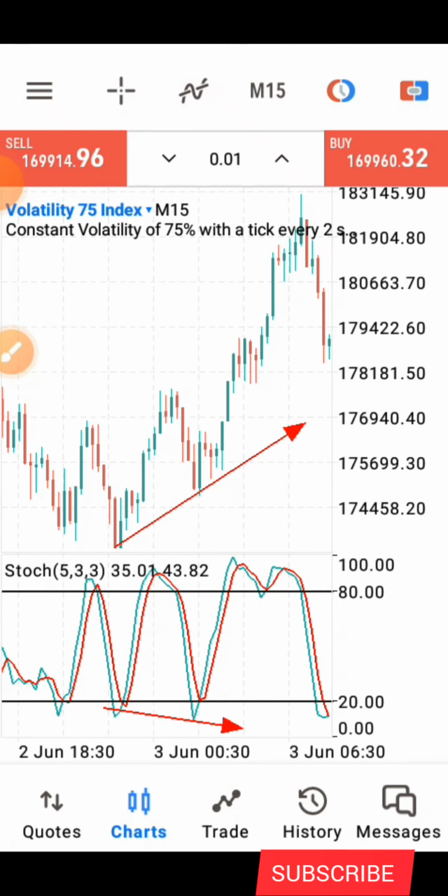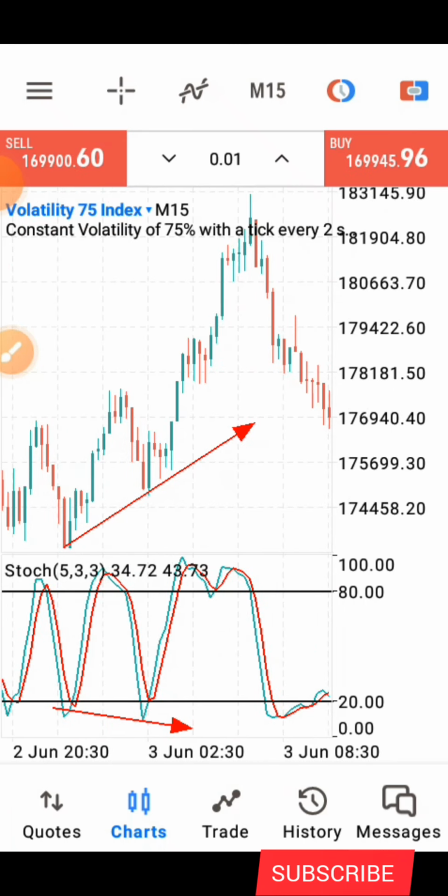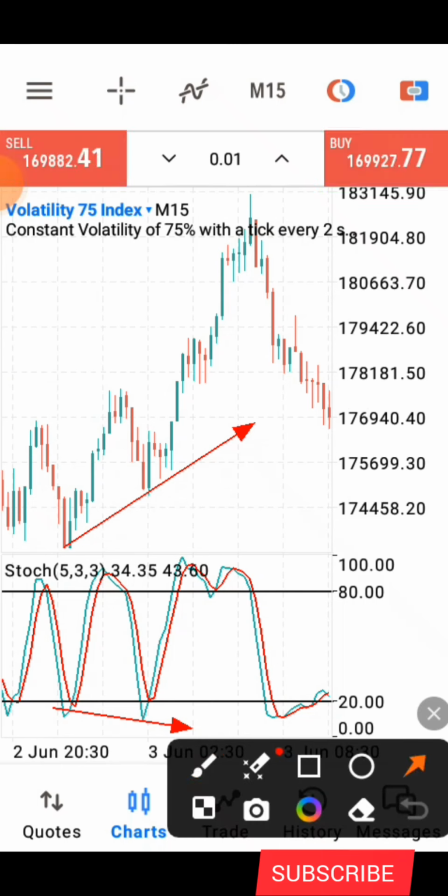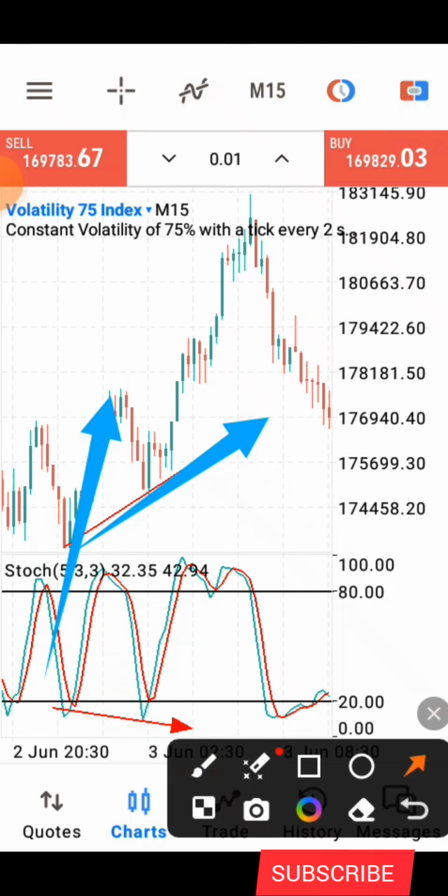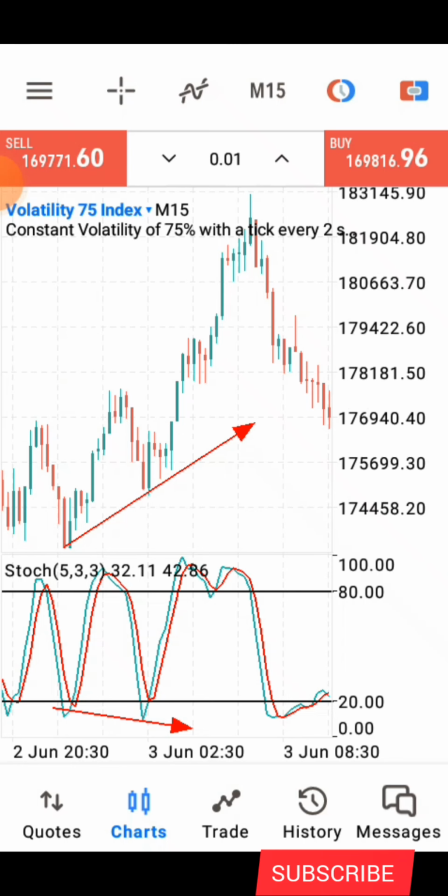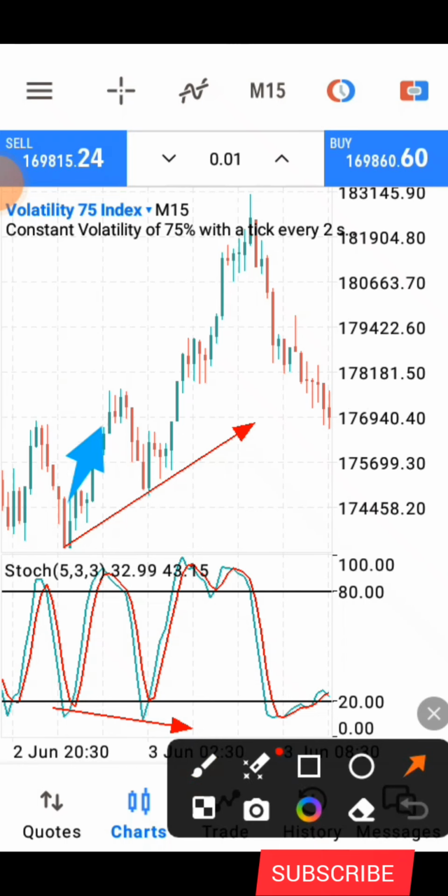Here is another example again. You can see here this one is going up, and here this one is coming down, and it happens at the 20 level, which is the oversold level. So once you see that it came down to this point, and on the indicator window it is at the 20 level, what you should do is look for your buy entry. Either you wait for the green to cross above, or you wait for a candlestick pattern.